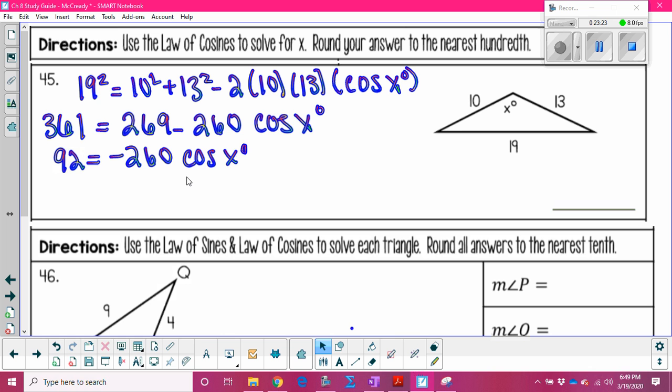Okay, y'all, you have to find this angle, so you're going to have to do the inverse of cosine. What I'm going to do is go ahead and divide both sides by negative 260 and do the inverse cosine of it to get the angle measure.